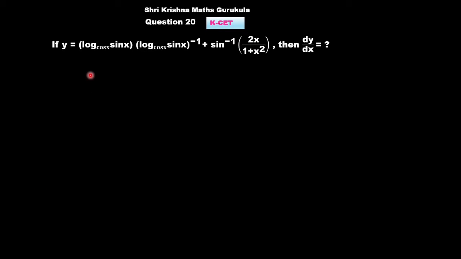Hi students, and today's MCQ, the question goes like this. If y is equal to log of sin x to the base cos x into (log of sin x to the base cos x) whole to the power minus 1, plus sin inverse of 2x by 1 plus x square. This is the function. Then what is dy by dx?